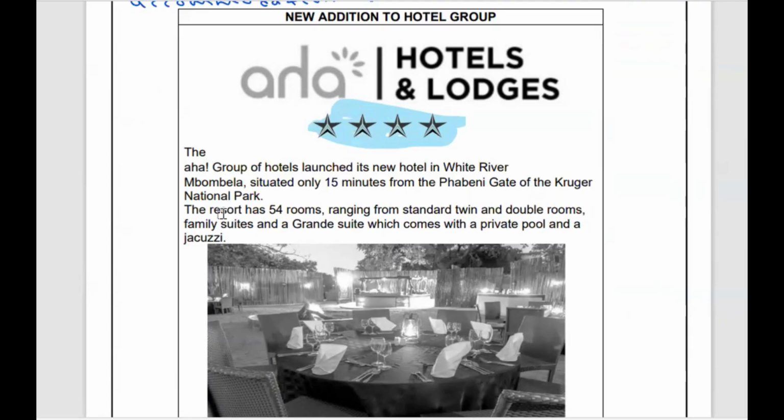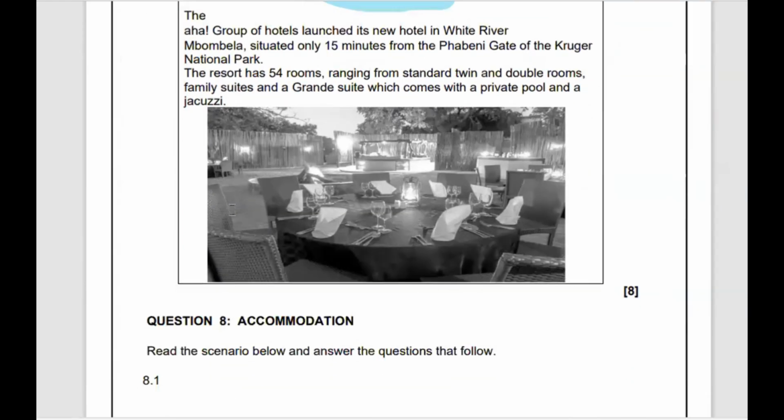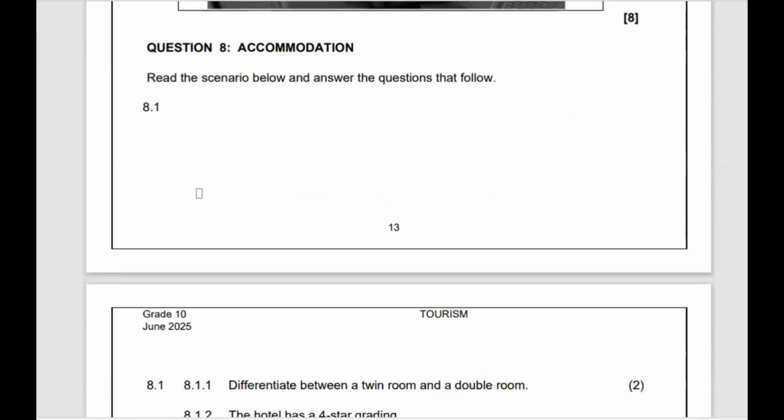The AHA group of hotels launched its new hotel in White River, Mbombela, situated only 15 kilometers from the Phabeni Gate of the Kruger National Park. The resort has 54 rooms, ranging from standard twin and double rooms, family suite, and a grand suite, which comes with a private pool and a jacuzzi. Then there is also an image which shows what you can expect when you walk in to the hotel. Then the question reads, read the scenario and answer the question. So we have read the scenario. Now the question reads, explain or differentiate between a twin room and a double room.